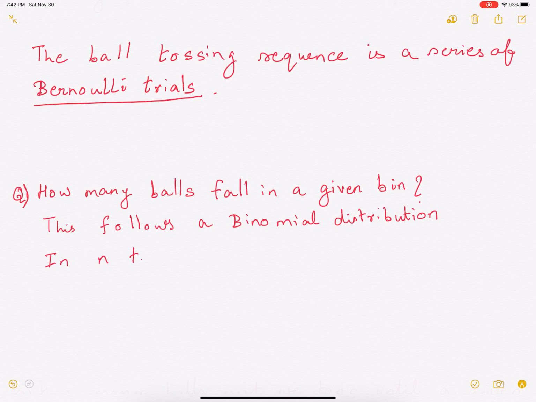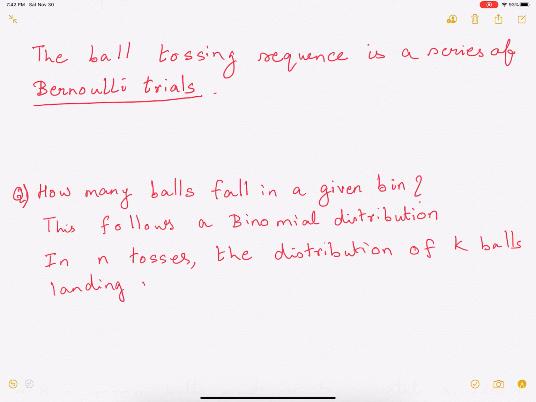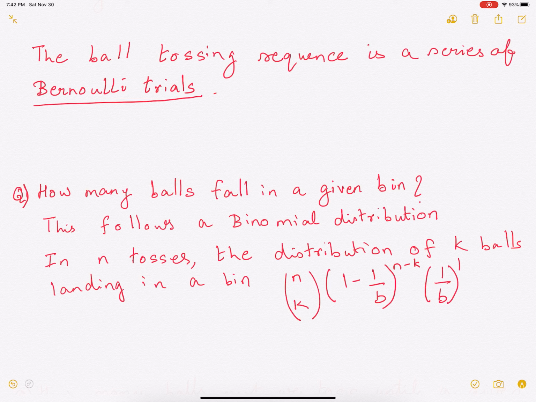In n tosses, the distribution of k balls landing in a bin can be given by n choose k, (1 - 1/b) to the power of n minus k, times (1/b) to the power of k.